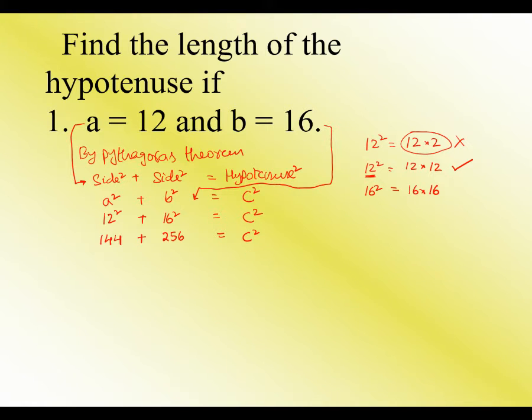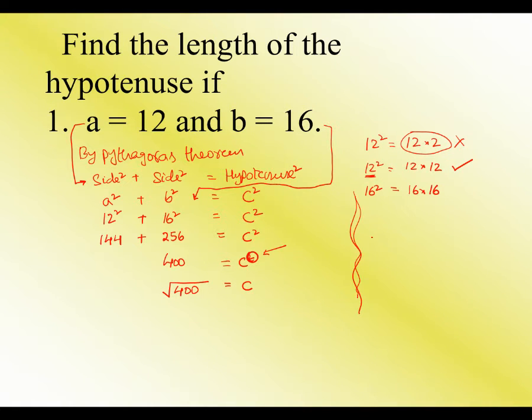Now let's add 256 to 144. You can do simple addition, you'll get 400. In order to eliminate the square symbol, you have to take the square root of this value.